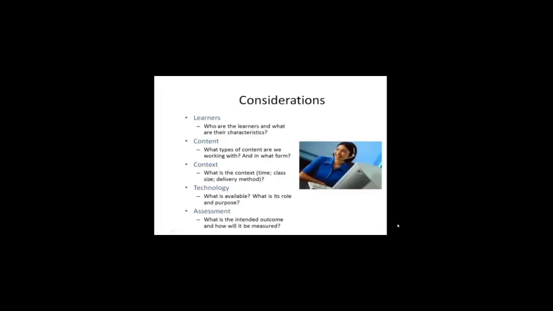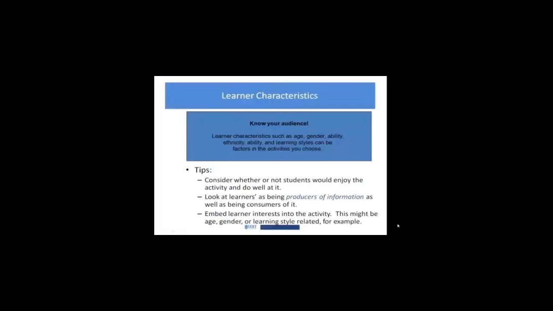So what types of things do we need to consider when we think of just the instructional design and the learning environment? They're up on the PowerPoint here. Who are the learners? What are their characteristics? What type of content are we working with? What's the context? What type of technology is available, and what is its role and purpose here? And then, of course, the assessment. How are we going to measure? How will we know we've achieved what we intended?